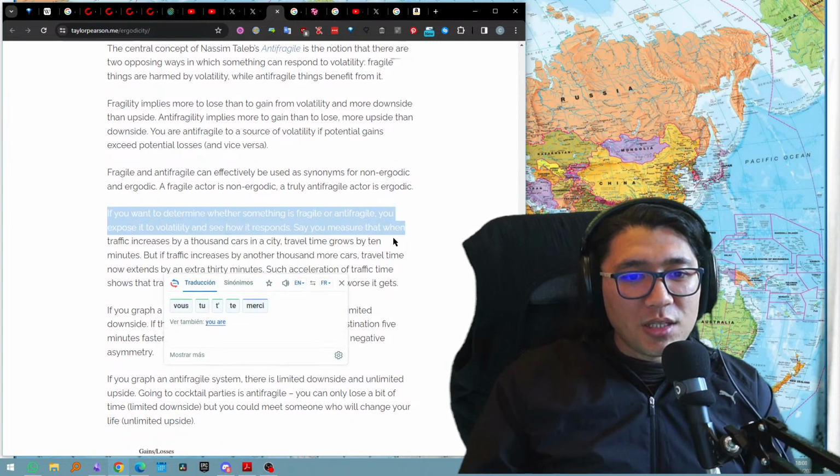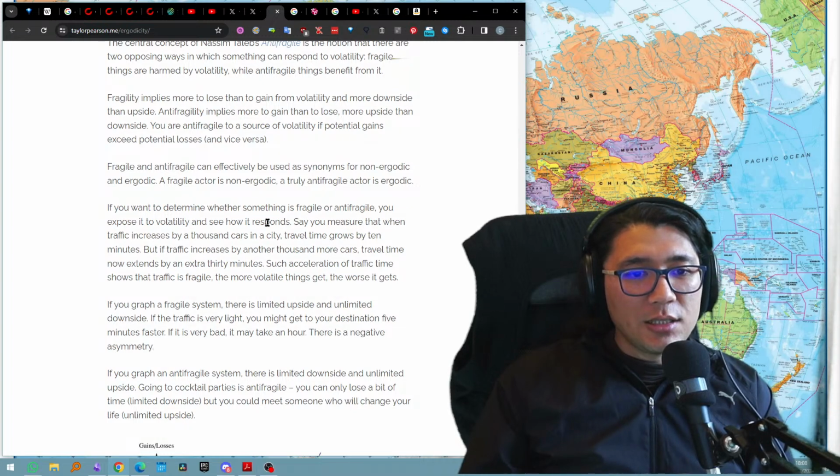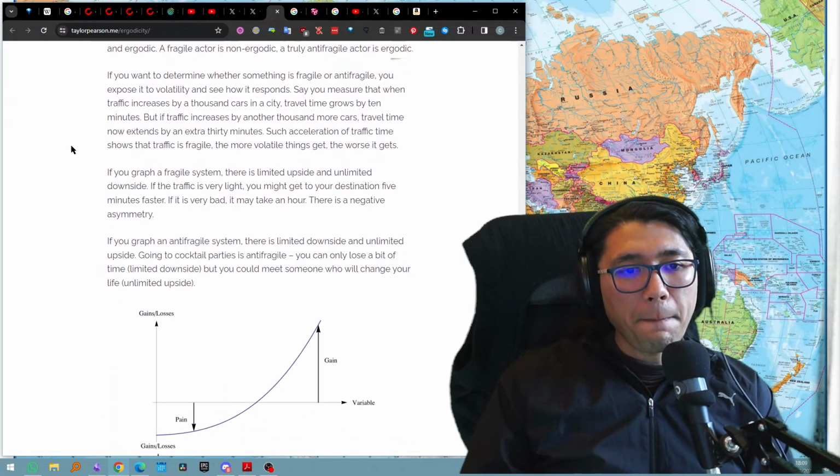If you want to determine whether something is fragile or antifragile, you expose it to volatility and see how it responds. Say you measure that when traffic increases by 1,000 cars in a city, travel time grows by 10 minutes. But if traffic increases by another 1,000 cars, travel time now extends by an extra 30 minutes. Such acceleration of travel time shows that traffic is fragile. The more volatile things get, the worse it gets.